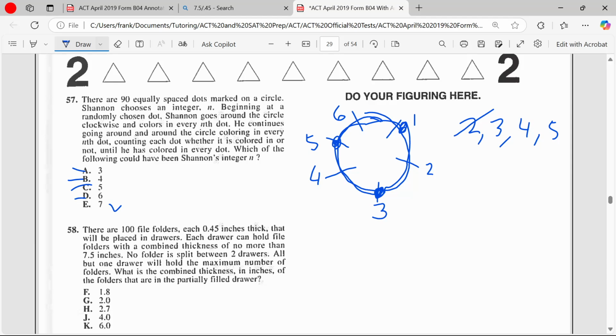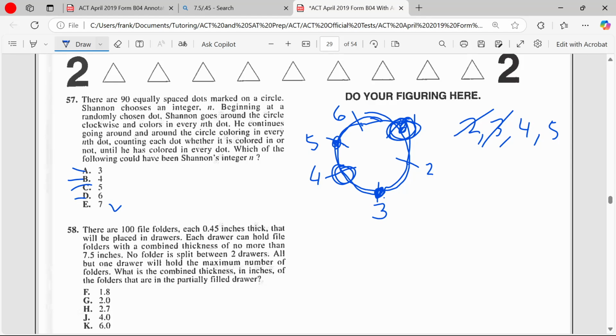Let me try number 3. I'll start at the same one again. 1, 2, 3. 1, 2, 3. I keep going, back to the same ones. So 3 is out. Also notice I was hitting even and odd numbers. Again, that may give me a clue that if I use an even number, I'm going to be in trouble.